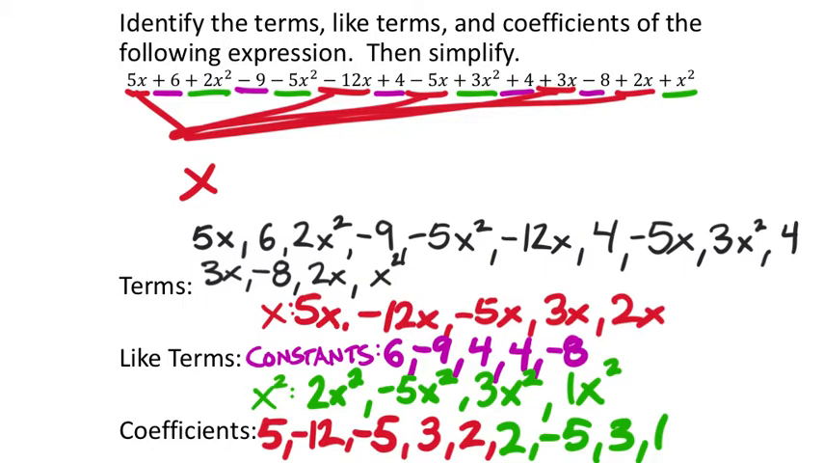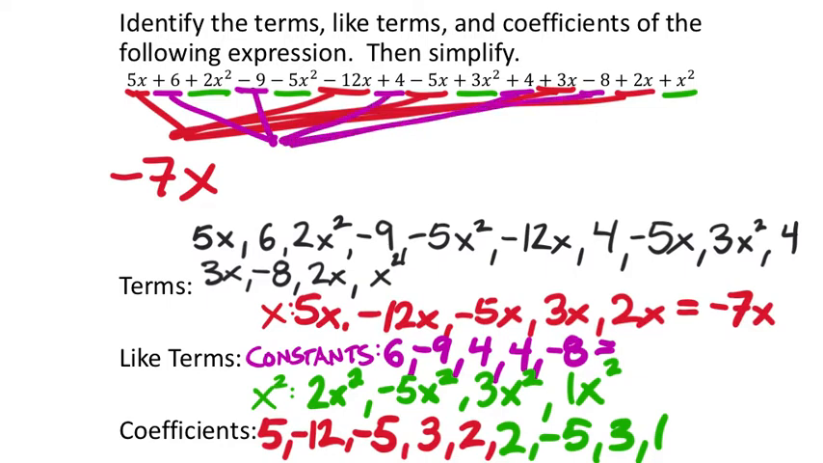Now, what I'm going to do as well is use the calculator. So I'm going to take this 5, and then I'm going to do minus 12, minus 5, plus 3, plus 2. And that will tell me how many x's I should have in the end here. And when I do that, I get negative 7. So again, if you were to combine all these, you would get negative 7 x's. Now I'm ready to do the constants. So I have a 6 minus 9 plus 4 plus 4 minus 8. And looks like when we do that, we get negative 3 there from the constants.